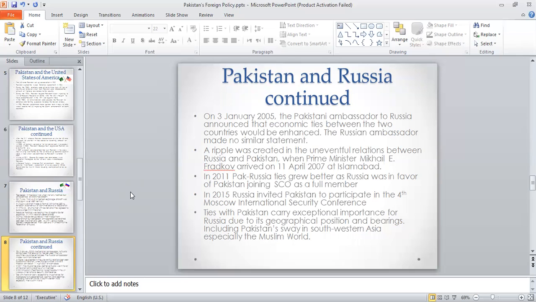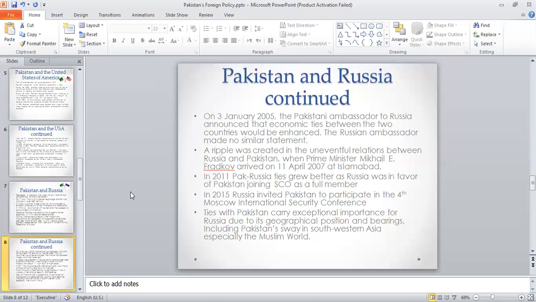A ripple was created in the uneventful relations between Pakistan and Russia when Prime Minister Mikhail E. Fradkov arrived on 11th April 2007 in Islamabad. Shaukat Aziz said that both sides had agreed to promote trade ties using Iran as a corridor for this purpose. Delegation members accompanying the Russian premier offered Pakistan high-speed locomotives and train coaches.